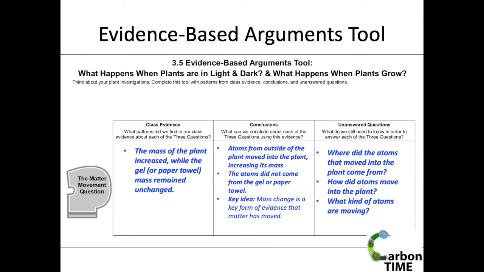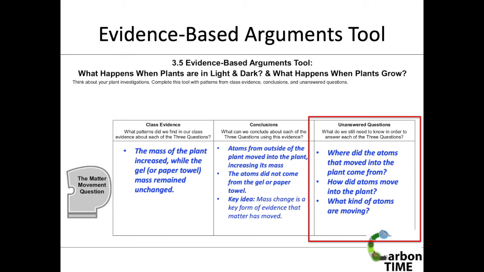They also identify key unanswered questions. For example, they wonder, well, where did the atoms that moved into the plant come from? And how did the atoms move into the plant? And what kind of atoms are moving anyway?